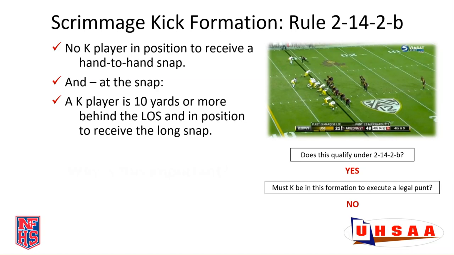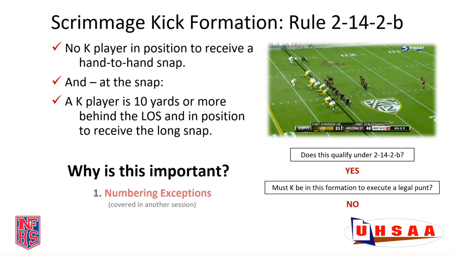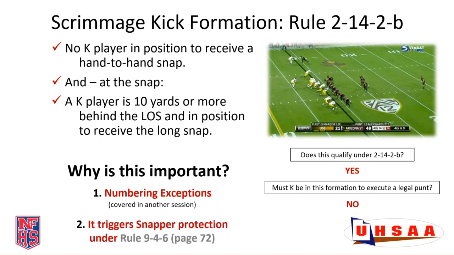So why do we have this rule? Why is this formation important? Well, for two reasons. First, numbering exceptions will apply. This will be covered in another of our training videos. Secondly, it triggers the snapper protection under Rule 9-4-6 for roughing the snapper. If the team is not in this formation, the snapper is not protected on the snap. So umpires, make sure that they're in this formation before you advise the defense to lay off the snapper.